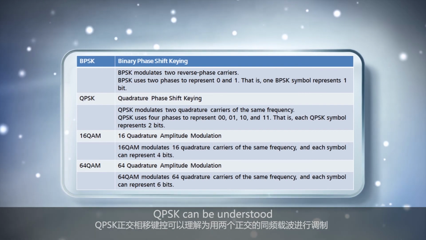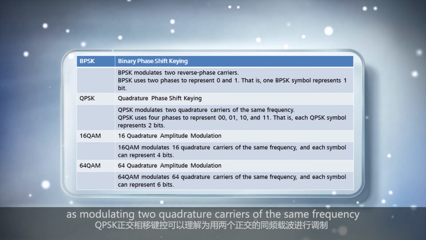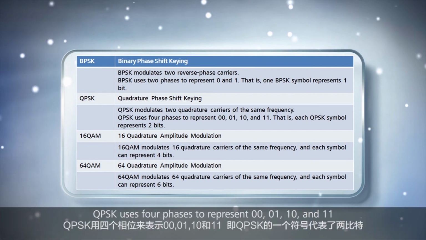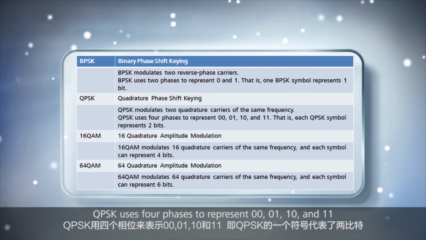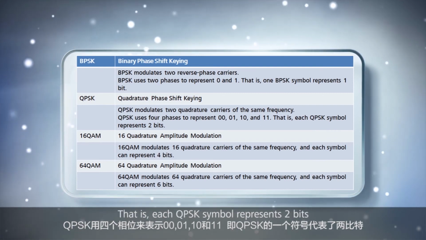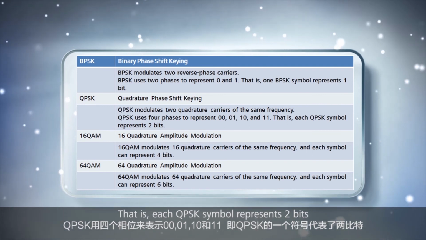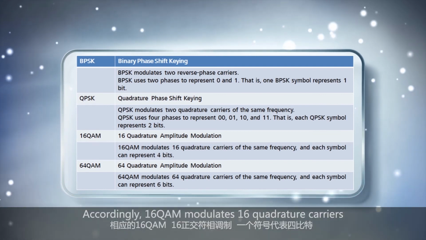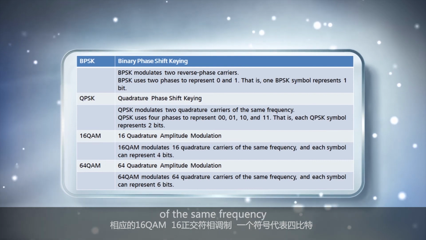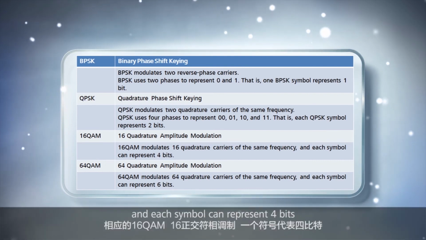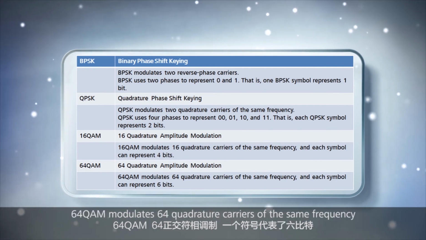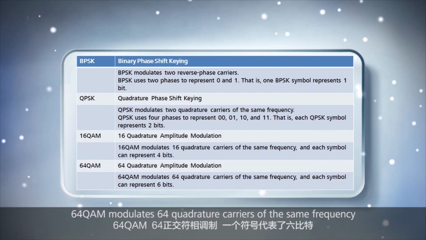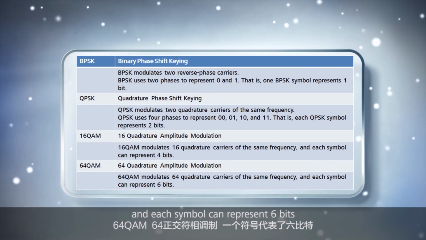QPSK can be understood as modulating two quadrature carriers of the same frequency. QPSK uses four phases to represent 00, 01, 10, and 11. That is, each QPSK symbol represents two bits. Accordingly, 16 QAM modulates 16 quadrature carriers of the same frequency, and each symbol can represent 4 bits. 64 QAM modulates 64 quadrature carriers of the same frequency, and each symbol can represent 6 bits.